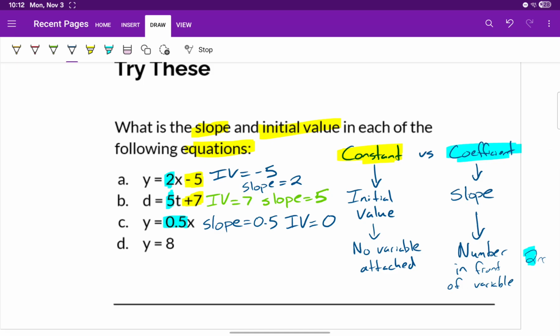Now, if we see what happened in that one, we can connect that to the next one. In the next one, I have no variable. So if there's no variable, there is no coefficient, which means that 8 is my constant. That means that my initial value is 8, and my slope, well, remember, there is no coefficient, so my slope must be 0. Okay? That's looking at an equation and identifying pieces.